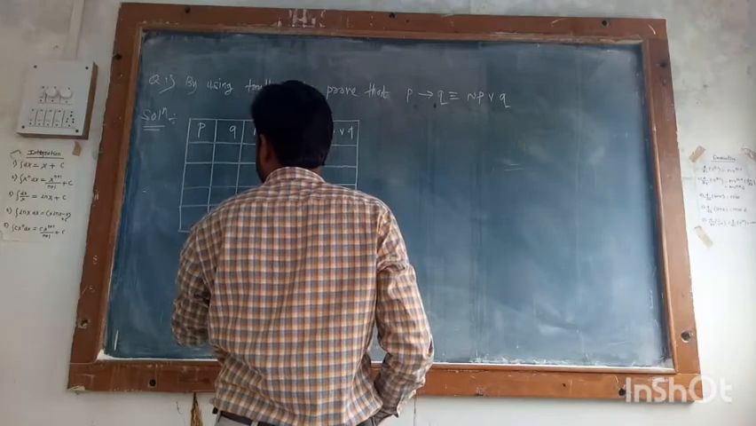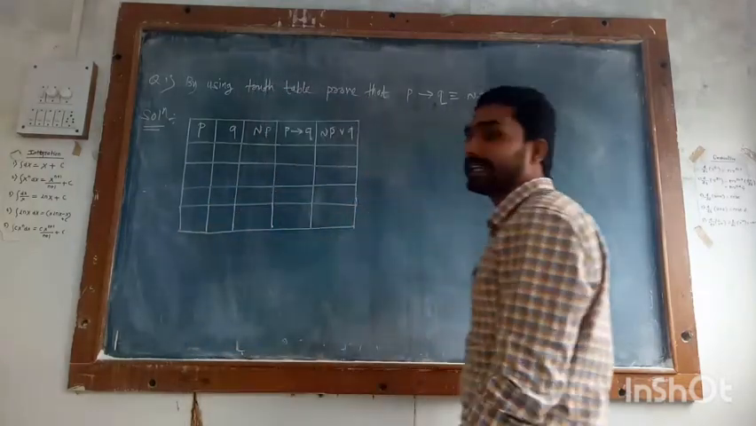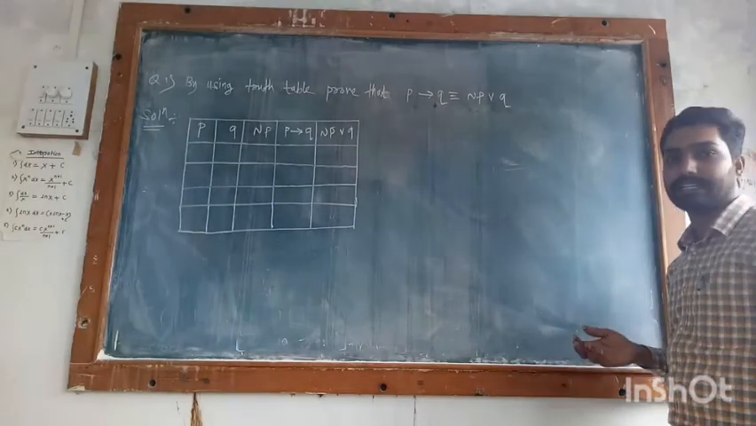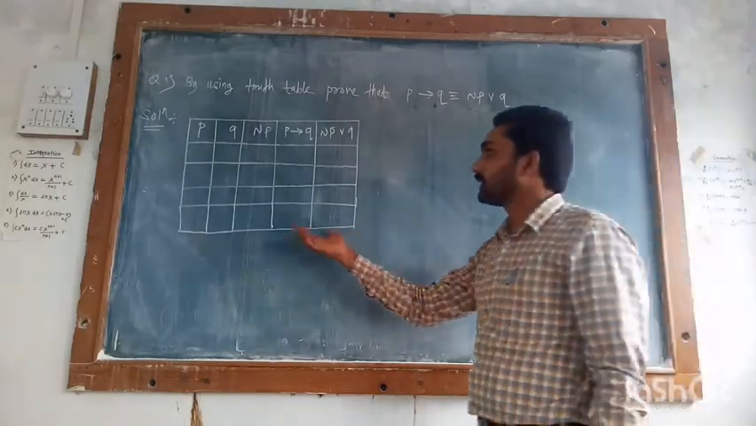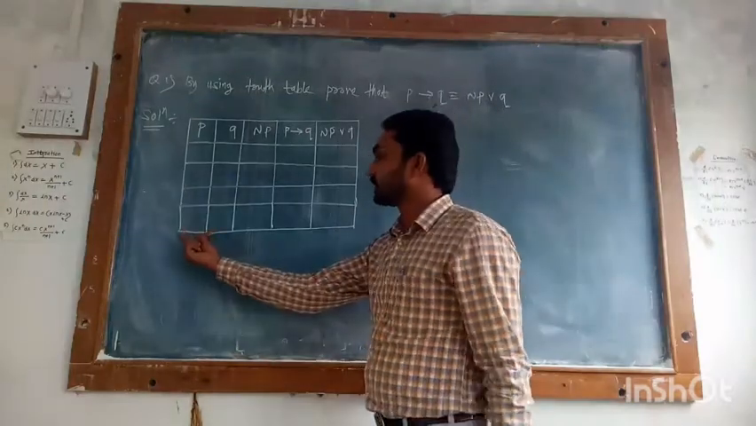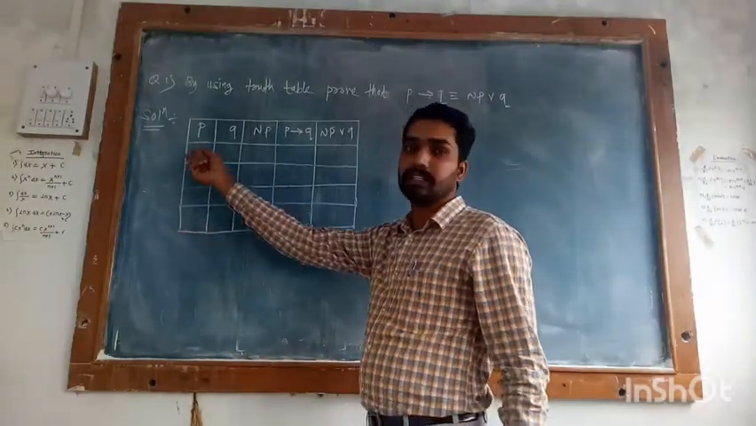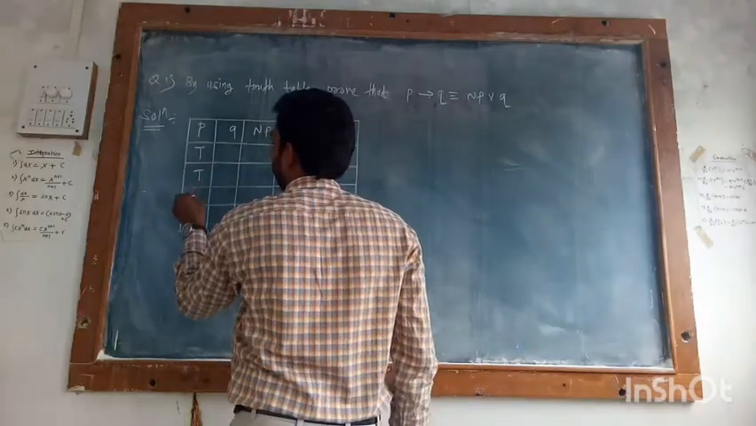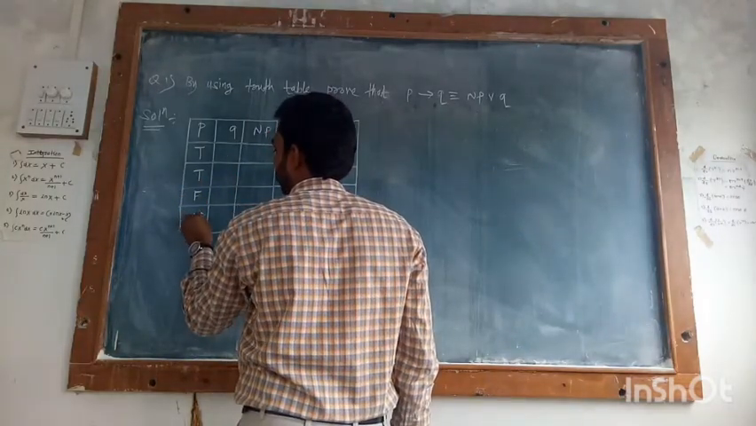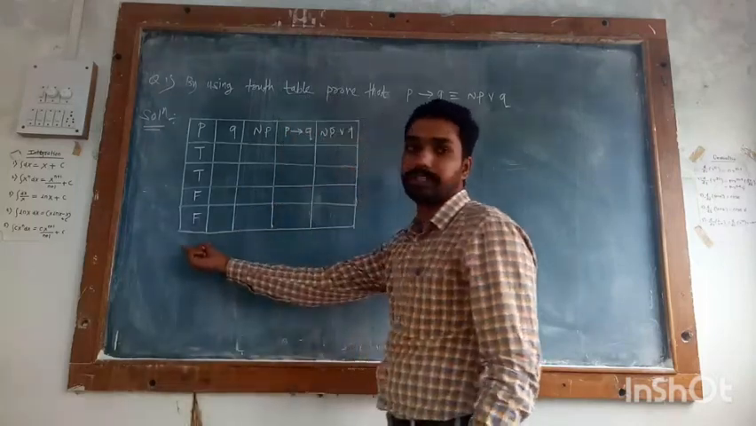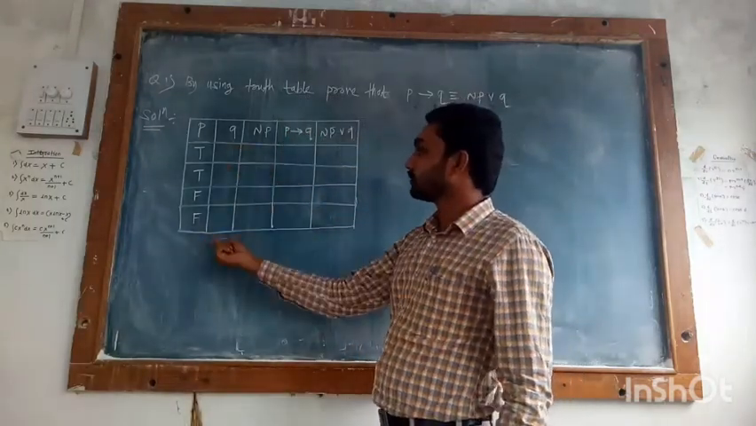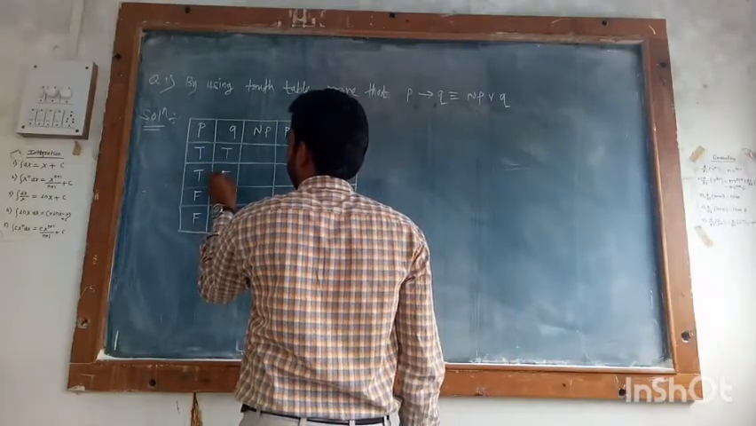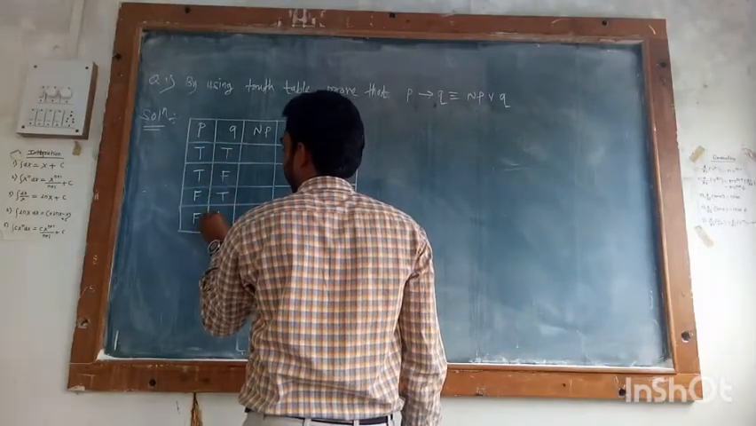Why these 4 rows? Because there are 2 propositions. Suppose there are 3 propositions, then how many rows? That is 2 raised to 3, that is 8 rows. Okay, so this is your table. In the first column for proposition P, we take the first 2 values as T, and the remaining last 2 values become F. Similarly for proposition Q, we take the values alternately: T F, again T F.